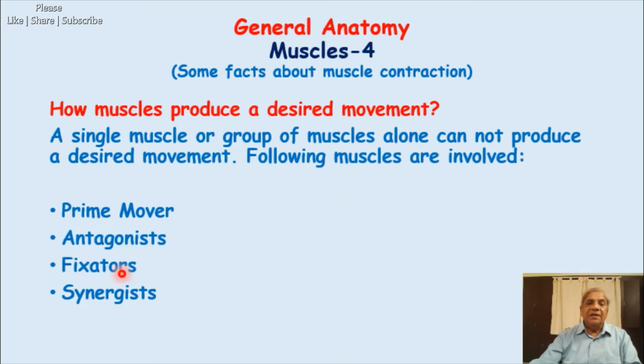And then lastly, we will learn that in certain movements, other muscles also come into action to get a desired movement. These muscles are called synergist muscles. They are somewhat similar to the fixator muscle. So these are the muscles involved in just a simple movement. Not only a single muscle is involved in producing any movement in our body. So I'm moving to the next slide.